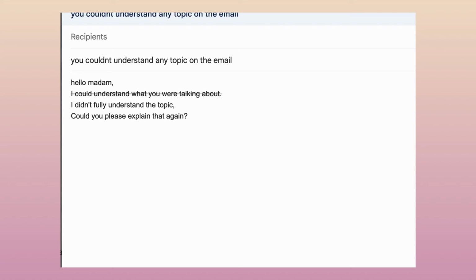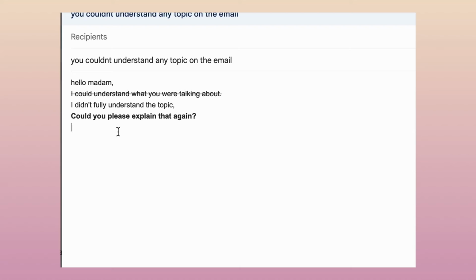Then we can write, could you please explain that again? This sentence is an alternative to the thought that you haven't understood the topic. So for that reason you are asking to make it clear again. This is quite a proper and humble way so that the recipient understands you haven't actually understood the topic. You are not directly typing, no, I couldn't get that. You can say that to your friend, but you cannot say this to any professional. So you can just say, could you please explain that again?